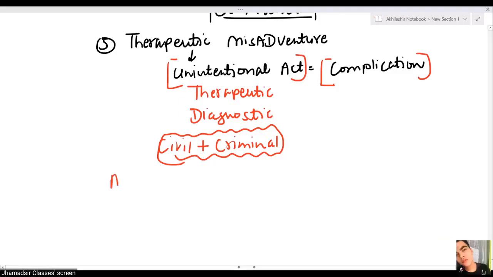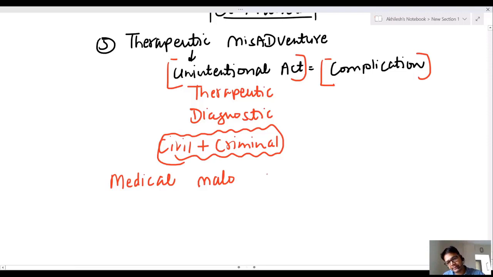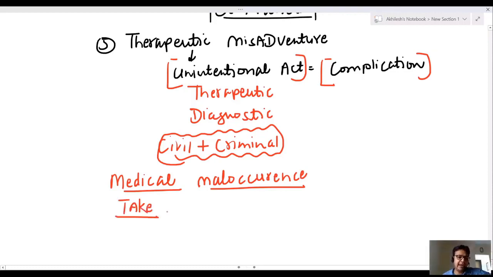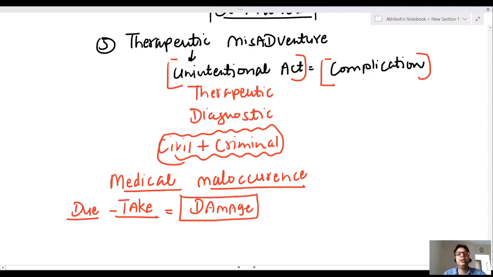And this is also known as medical mal-occurrence. What is medical mal-occurrence? You are taking proper due care, but still you get damage. Sometimes you take all proper care, but still you get some injury during the surgery or the medical procedure. This is known as medical mal-occurrence.